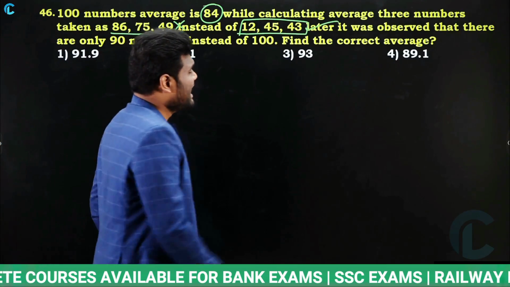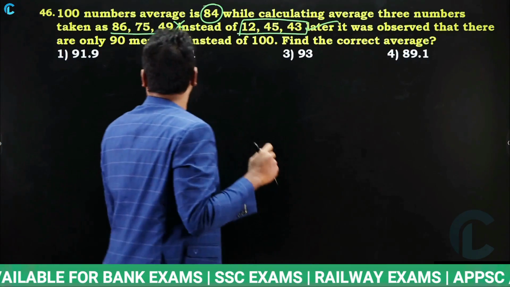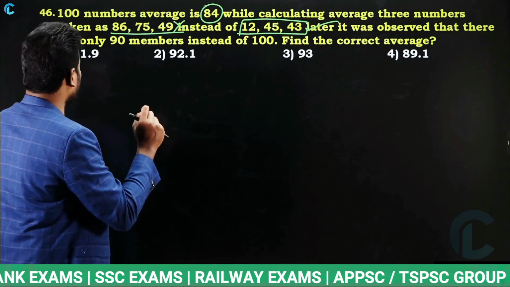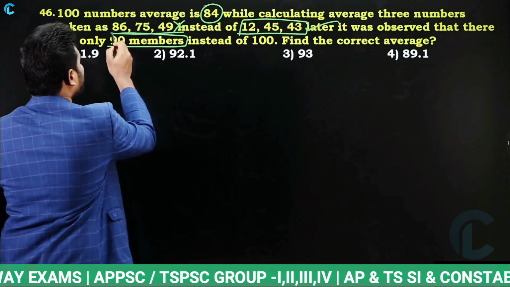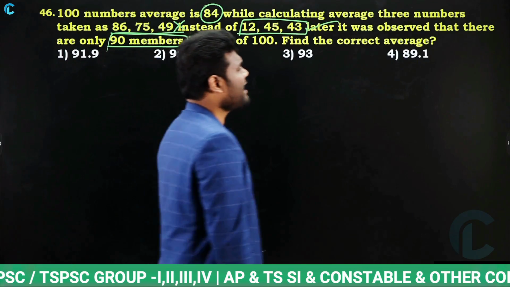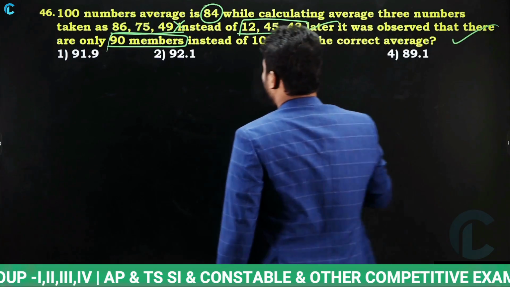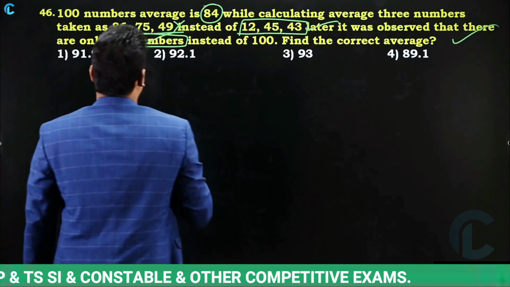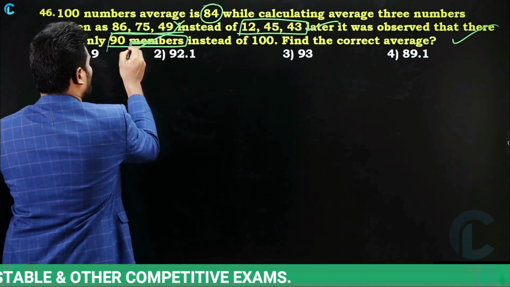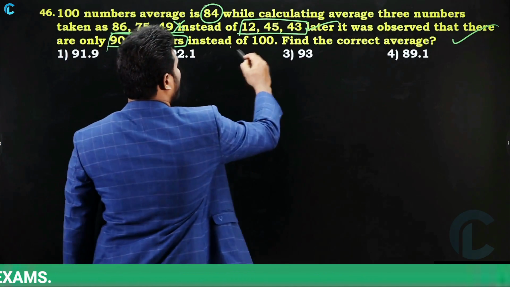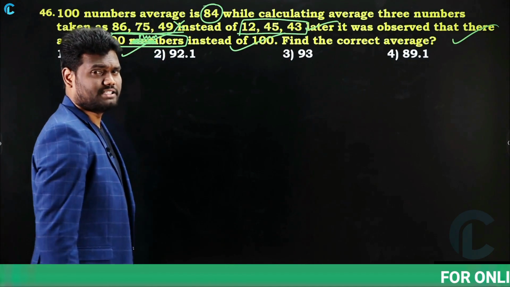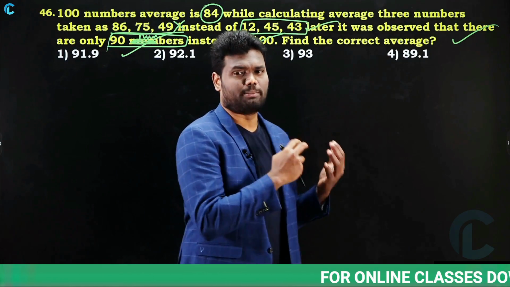And it is said that later it was observed that there are only 90 members. It is said that we have only, how many it seems? 90 members, or 90 numbers. We have only 90 numbers, 90 numbers instead of 100 numbers. Find the correct average. Now even this question is similar to the previous question.